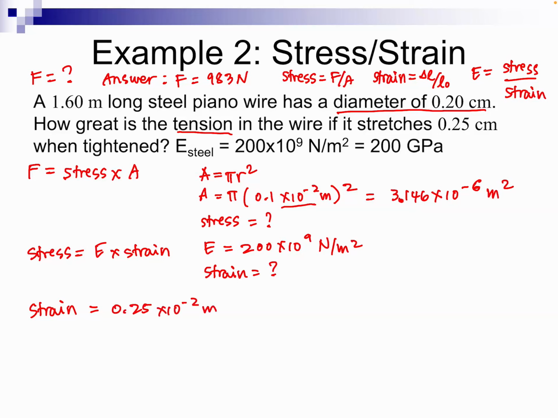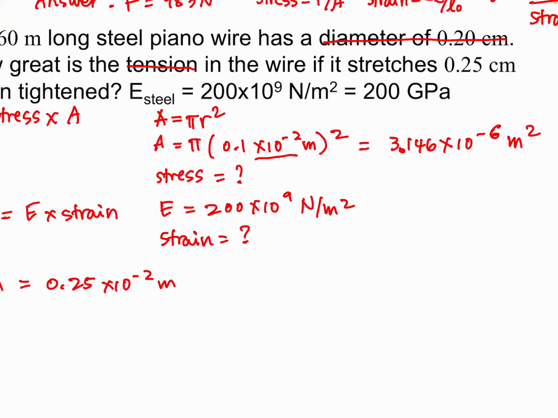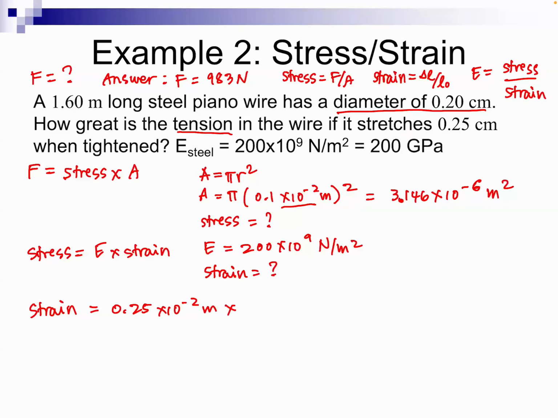So I convert again the centimeters to meters. It's important to convert centimeters to meters because your elastic modulus is given as per meter squared. So your units need to be consistent. A good way to check consistency of units is to include your units in your calculation. So it's 0.25 times 10 to the minus 2, converting centimeters to meters.